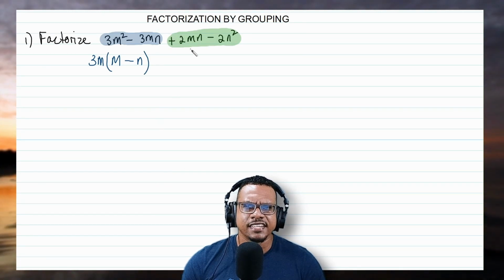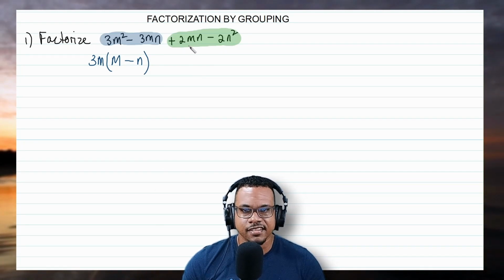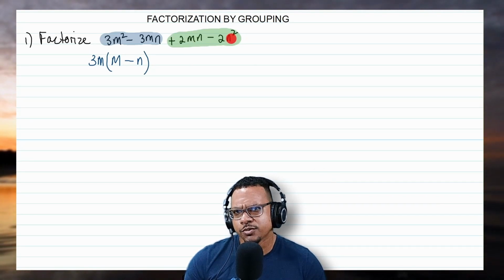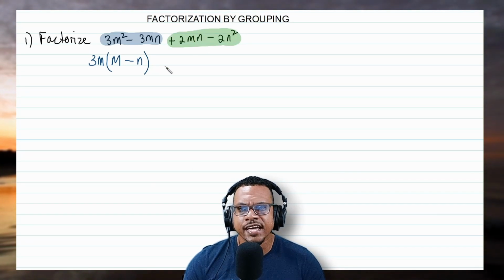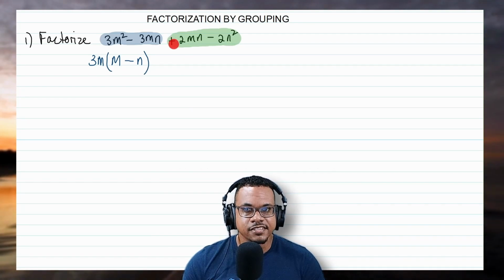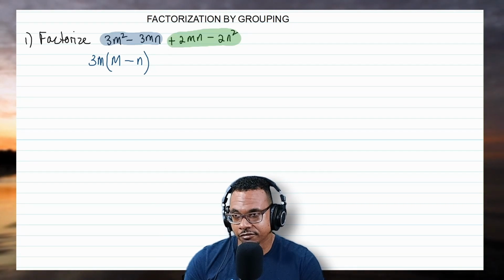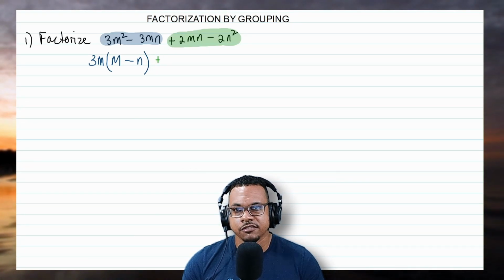All right, now I'm going to look at the next 2 terms. And I'm going to do the same thing. What's the highest thing that could go into both terms? I'm seeing 2 is common to both. And then I'm seeing n and n squared, so I'll use n. So 2n would be my HCF. And the first term is positive, so my HCF would be positive. So I'm going to put positive 2n, open brackets.